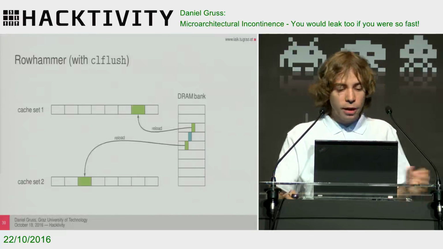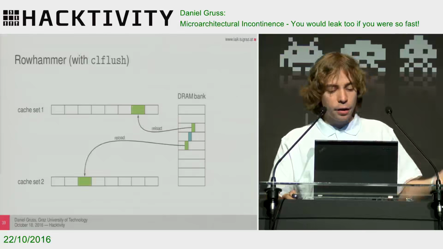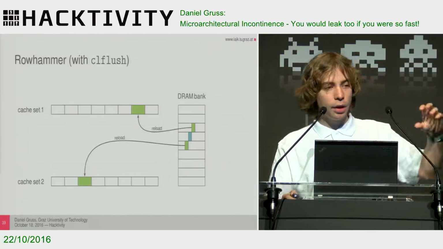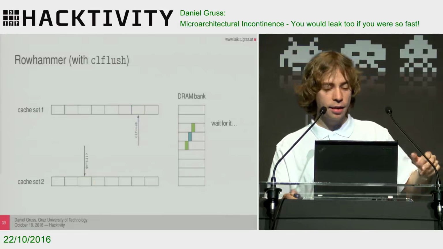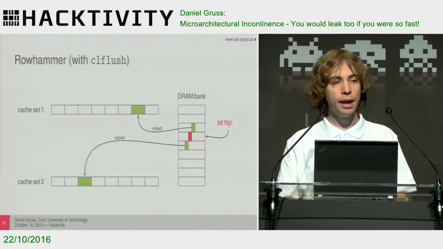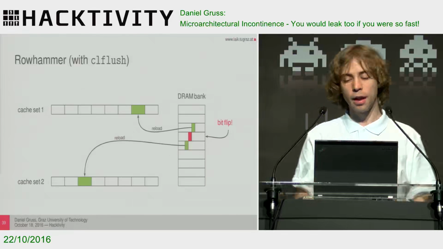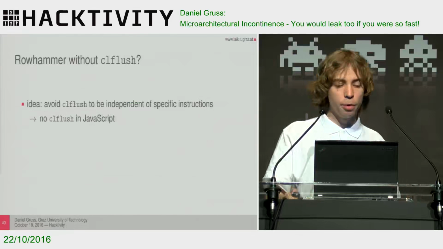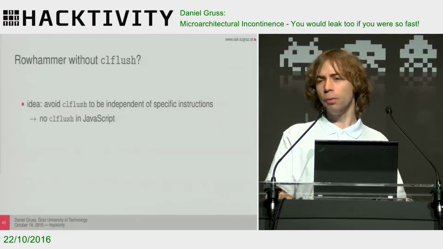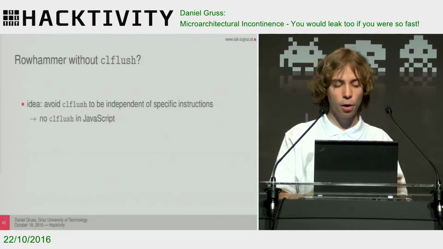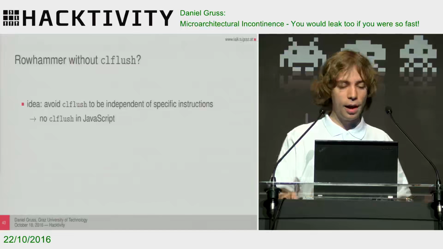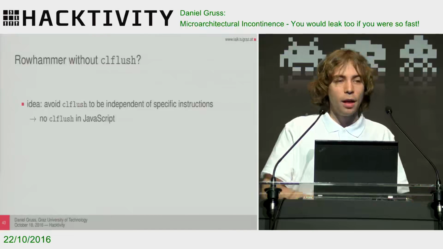So here we access two different rows in the same DRAM bank. Okay, so as we do this repeatedly, after a while, we have had enough proximate accesses that we will have a bit flip in the row that is between the two rows that we accessed. How can we do Rowhammer without CLFLUSH? Why do we actually want to do that? Because we have this root exploit from Google. Why don't we just use this?